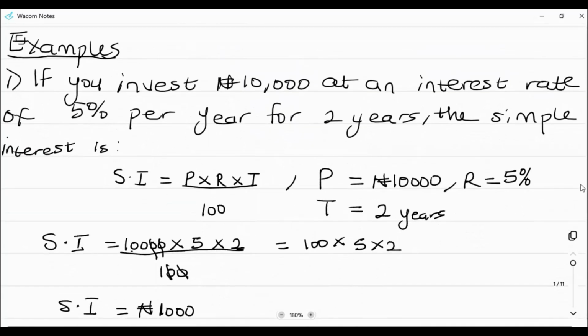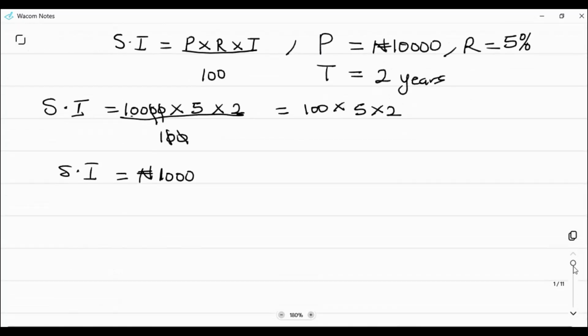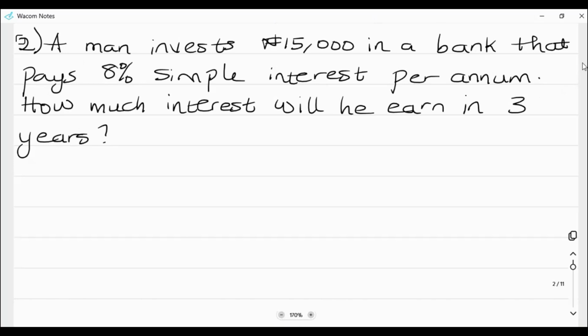So let's take a look at another example question. Alright, so we have this example question here that says, a man invests 15,000 naira in a bank that pays 8% simple interest per annum. How much interest will he earn in 3 years? So we are asked to calculate the interest that this man is going to earn in 3 years if he invests 15,000 naira in a bank that pays 8% simple interest.